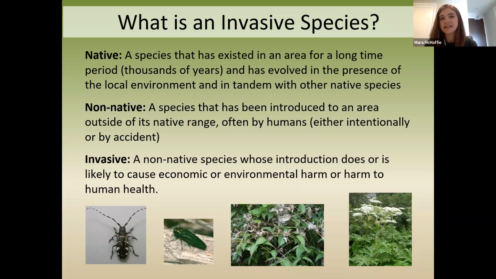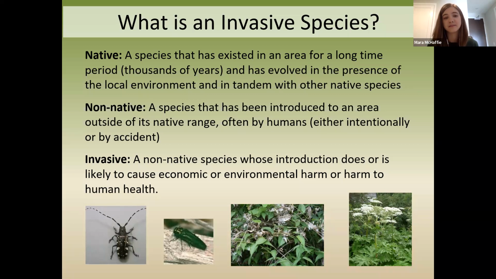So a native species is a species that's existed in an area for a long time period and has evolved in that area. So it's evolved in the local environment, it's adapted to the soil and the weather conditions, and it's evolved in tandem with other species that are also found in that area. So it tends to have all these different relationships and interactions with the other species that it evolved along with. And so that's why native plant species, for example, tend to have a lot of native pollinators that rely on them, because they've been evolving together for a long period of time.